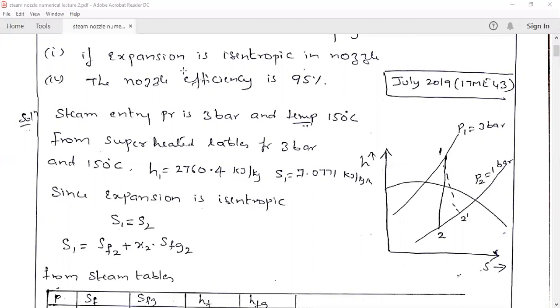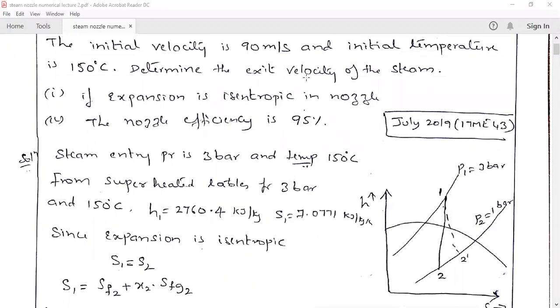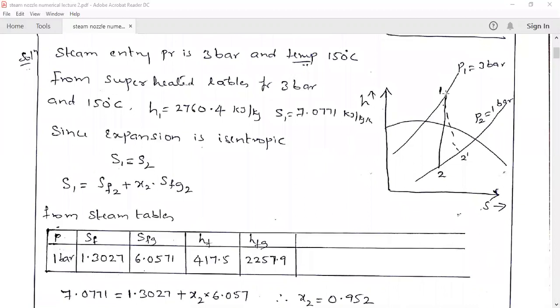Then, in the first case he has said expansion is isentropic in the nozzle, and you need to find the exit velocity of the steam. So for isentropic expansion, 1 to 2 is a vertical line, so S1 will be equal to S2. This similar problem we have already solved in vapor power cycles. So S1 is obtained directly from the superheated table, and S2, since it is in the wet region, you need to find the value of X2. So S1 is equal to SF2 plus X2 into SFG2.